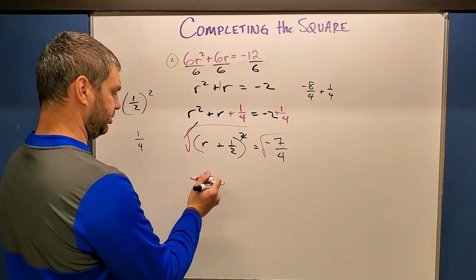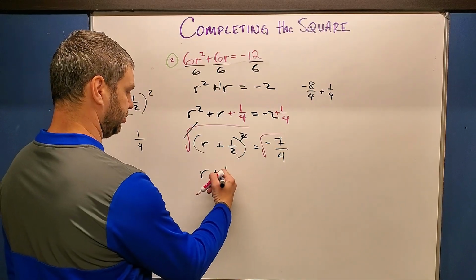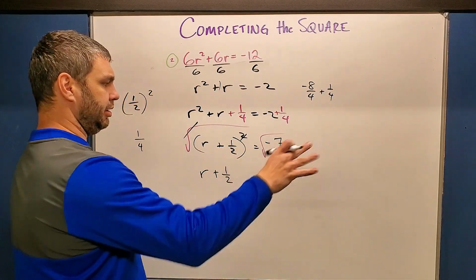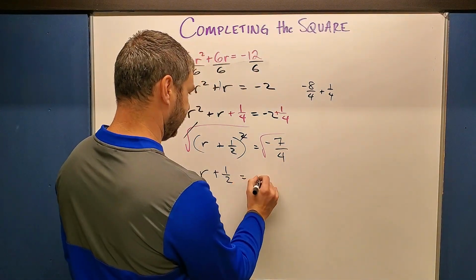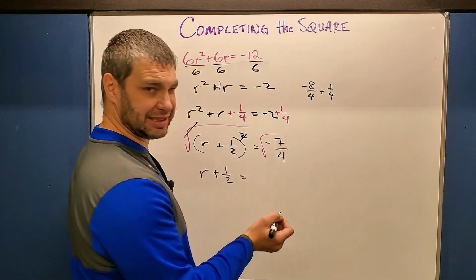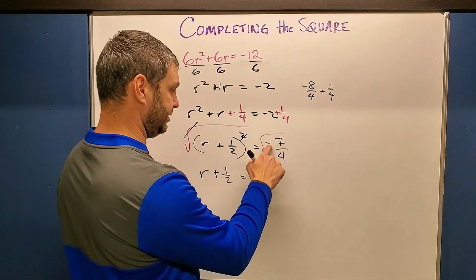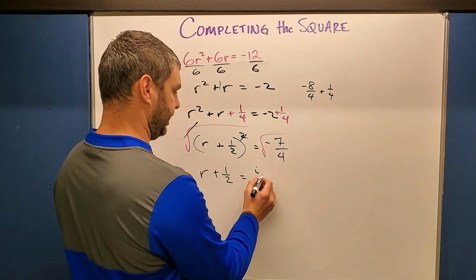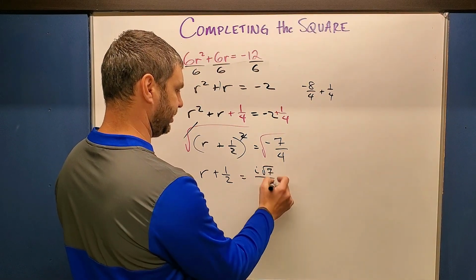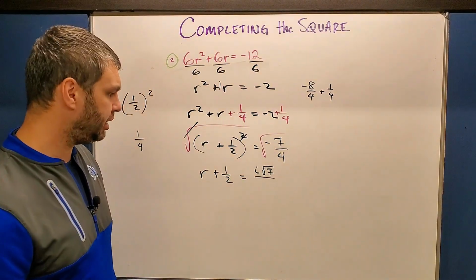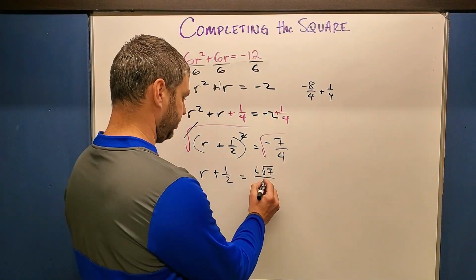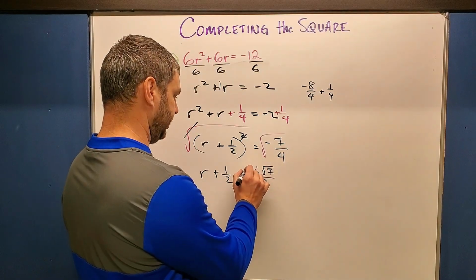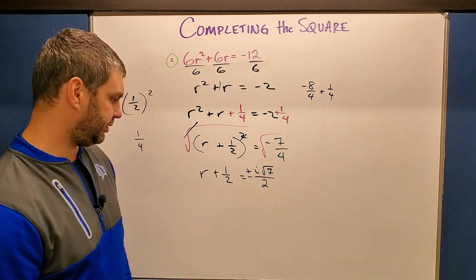Square and square root cancel, leaving me with r plus 1/2 on the left side. On the right side, I guess I can take out an i because it's negative here. So it's going to have i square root of 7. I'm going to leave that square root over the 7. However, on the bottom, what is the square root of 4? Well, it's 2. And because I took the square root, I need a plus or minus in front of that.